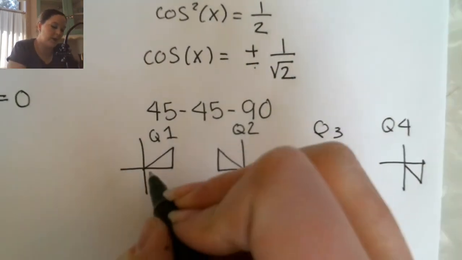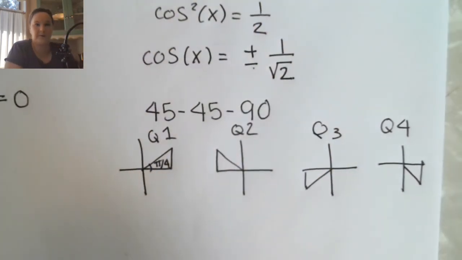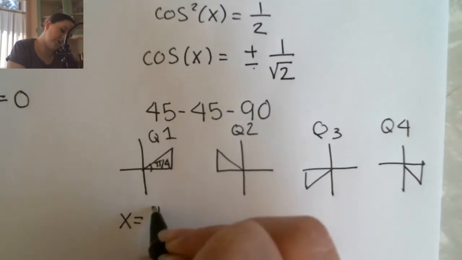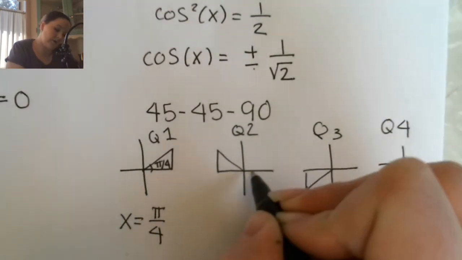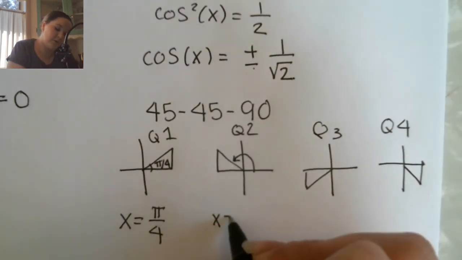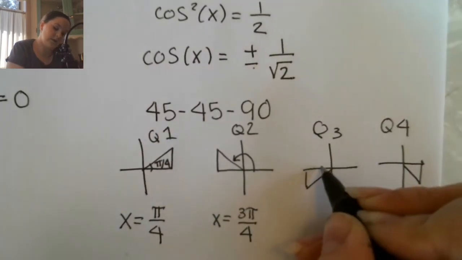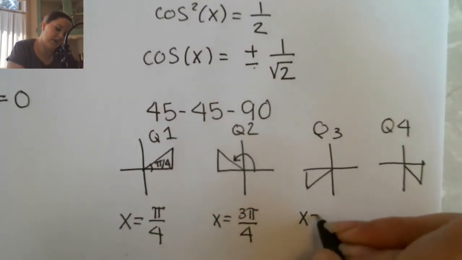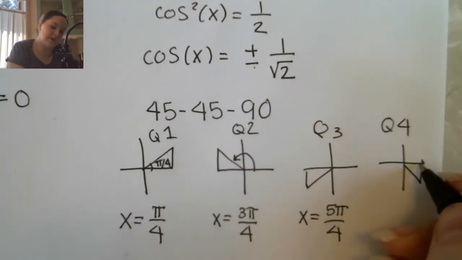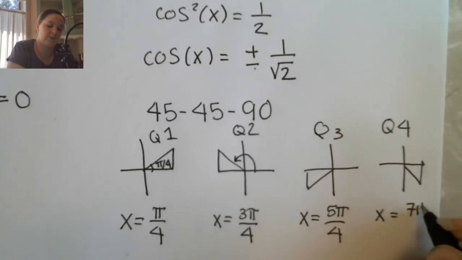But our reference angle is always pi over 4. So in the first quadrant, this would give us x equals pi over 4. In the second quadrant, it would be pi minus pi over 4 or 3 pi over 4. Here it's going to be pi plus pi over 4 or 5 pi over 4. And here it's going to be 2 pi minus pi over 4 or 7 pi over 4.